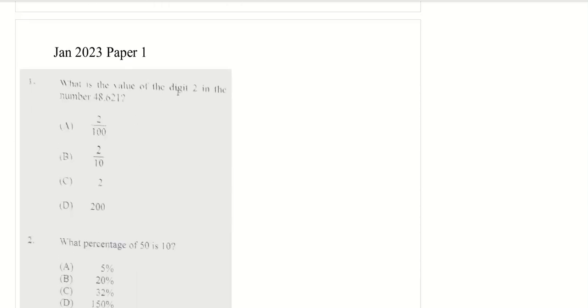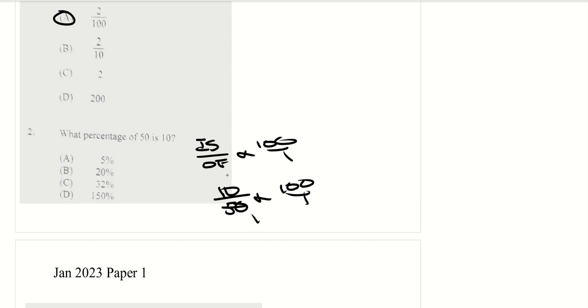Number 1 says, what is the value of digit 2 in the number 48.821? We know that after your decimal point is tenths, hundredths, thousandths. 2 is under your hundredths column, so it will be 2 hundredths. So that answer is A, 2 over 100. Number 2: what percentage of 50 is 10? You notice 'of' means multiply, so it's 10 over 50 multiplied by 100 over 1. 50 into 100 is 2, 2 times 10 is 20. So the answer is B, 20.